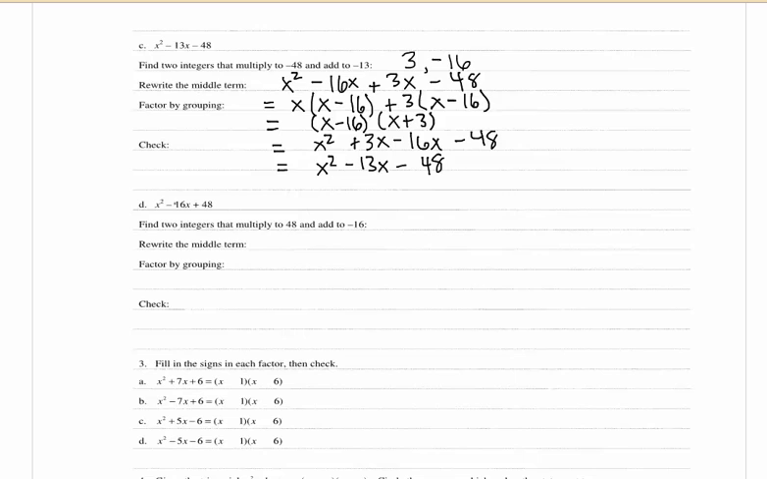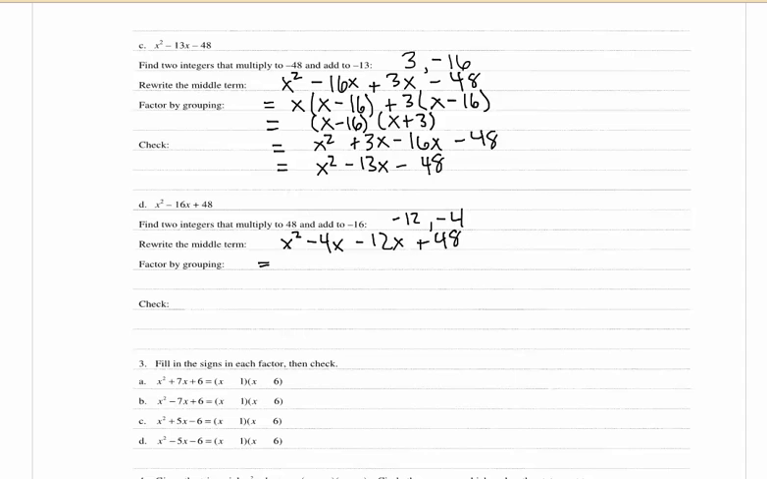In D, we have x squared minus 16x plus 48, and we need to find two integers that multiply together to 48 and add together to negative 16. So we're going to use negative 12 and negative 4. And when we rewrite the middle term, we're going to have x squared minus 4x minus 12x plus 48.